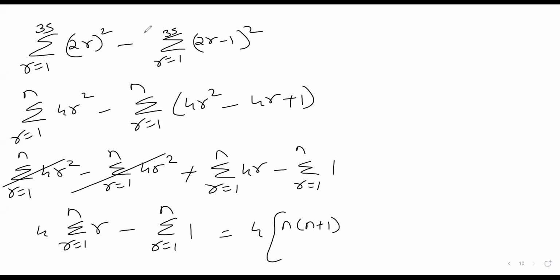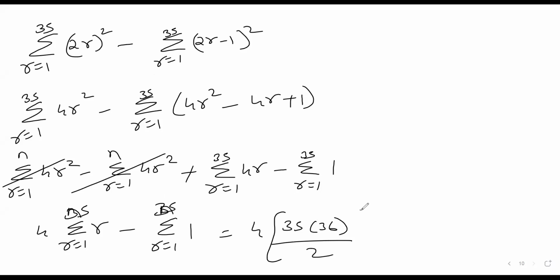But this n, please try to understand, is not n now. This is 35. So this will be 35. So here also this will be 35. So what will this be? 4 into 35 into 36 by 2 minus 35.